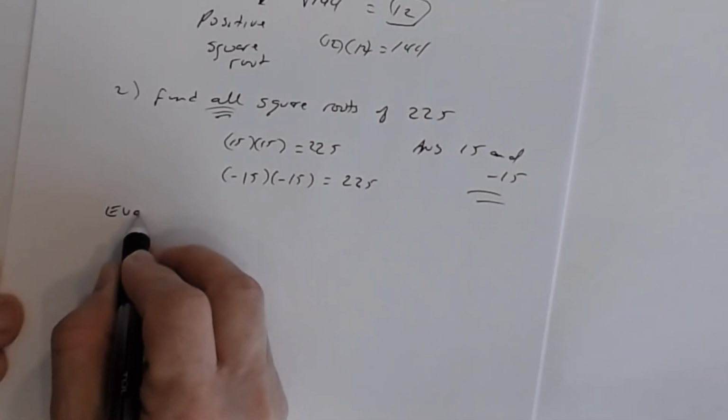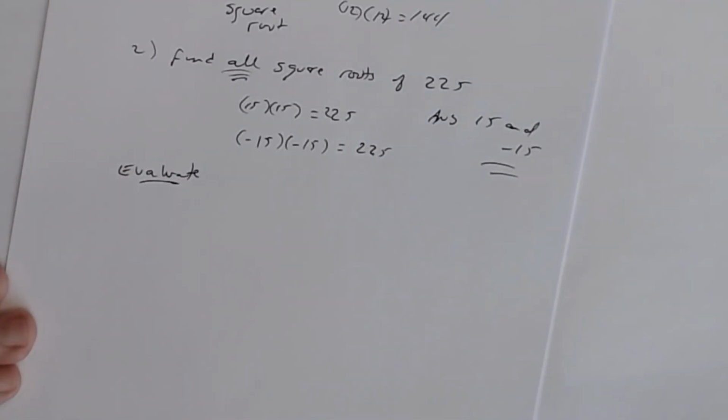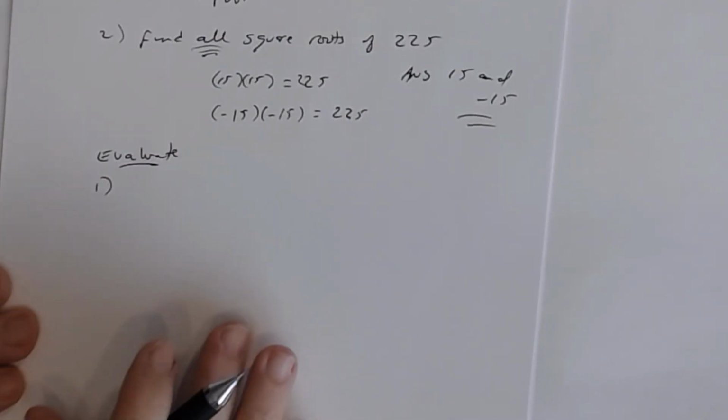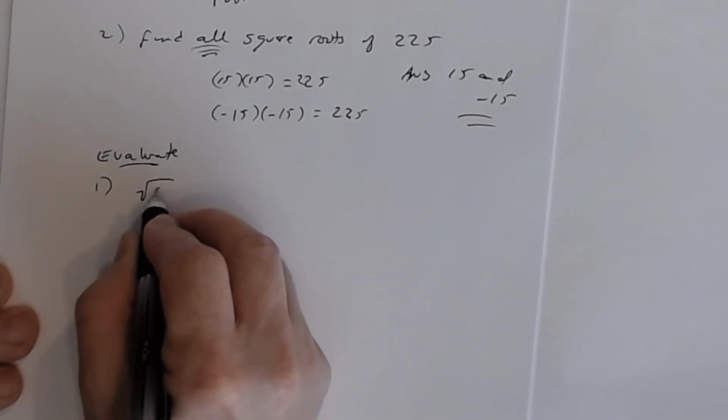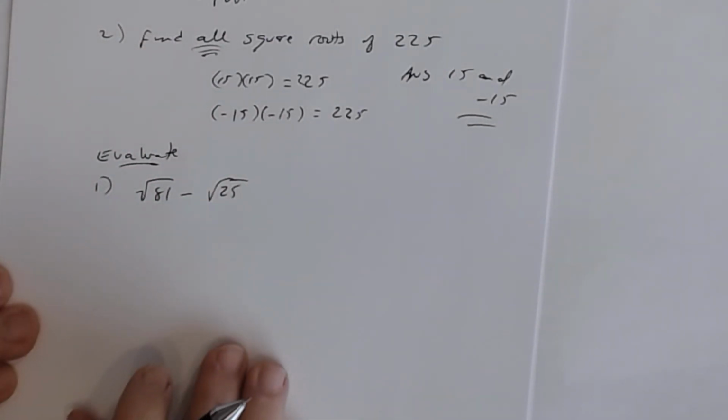All right. Now, you're also going to see something like this where it's going to say evaluate. So you may see the word evaluate. So let's look at, I'm going to put this as number 1. Evaluate: we have the square root of 81 minus the square root of 25.